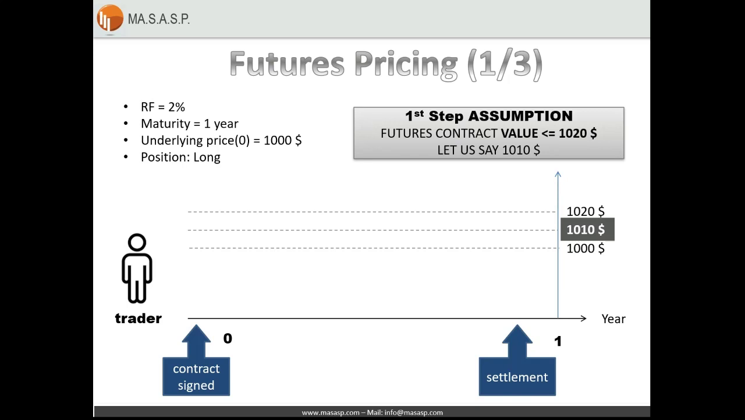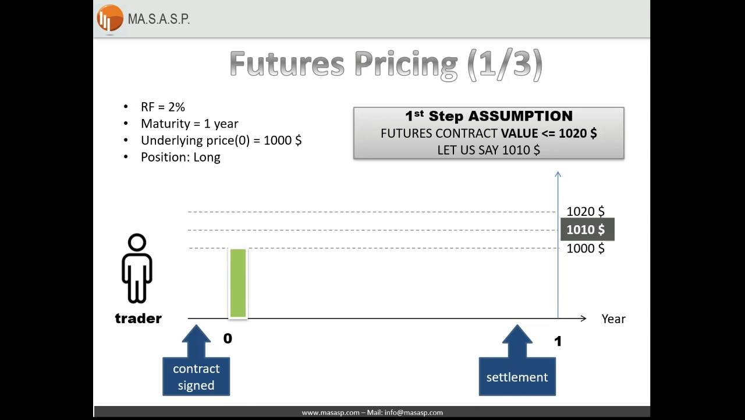Let us assume it to be $1,010. Well, we will prove that this value is not feasible. Let's start. The trader holds a long position on this future contract. It gives him the right to hold the underlying at year 1. Then he short sells the underlying and locks in a revenue of $1,000.